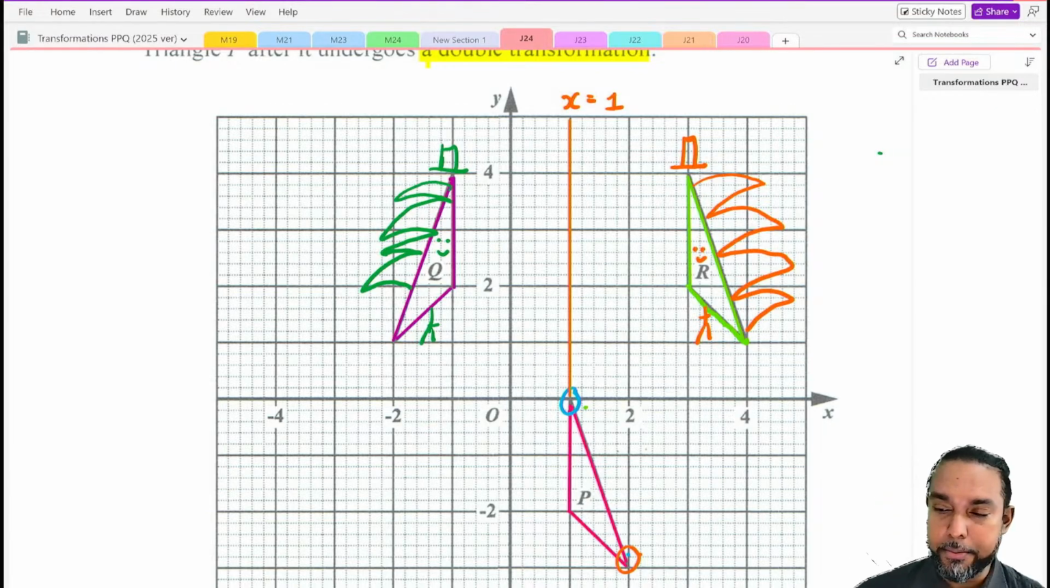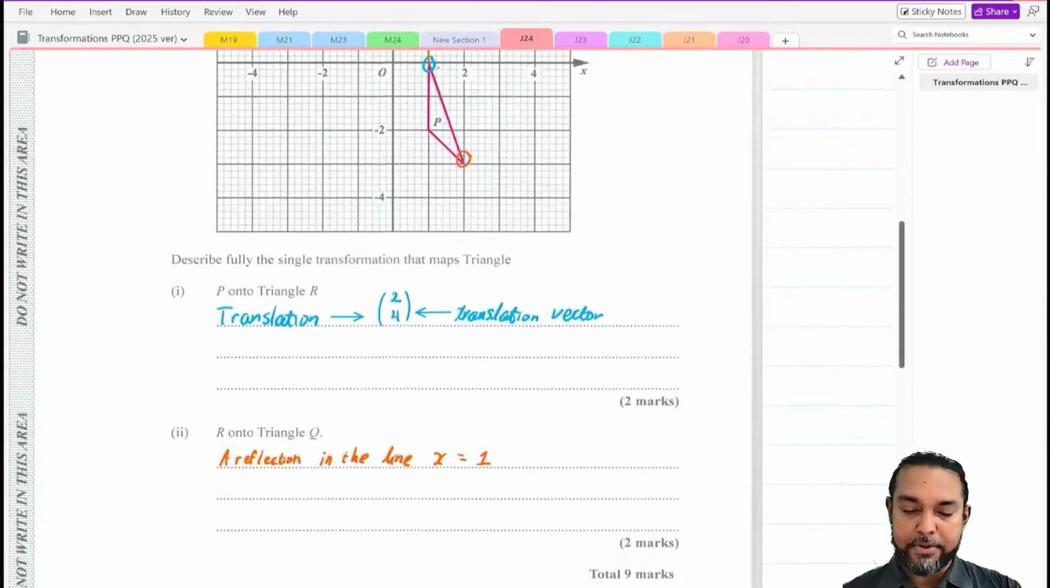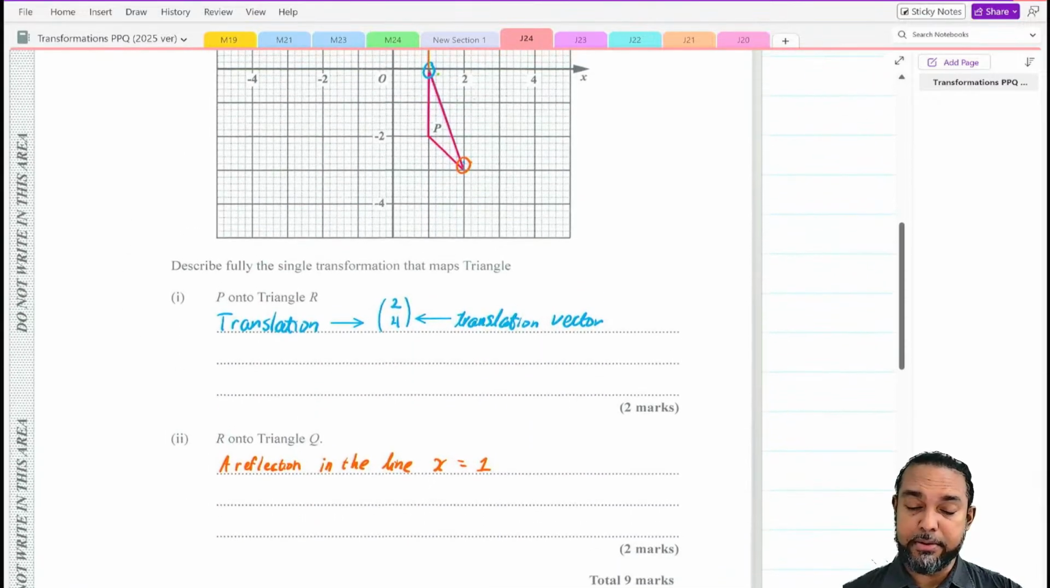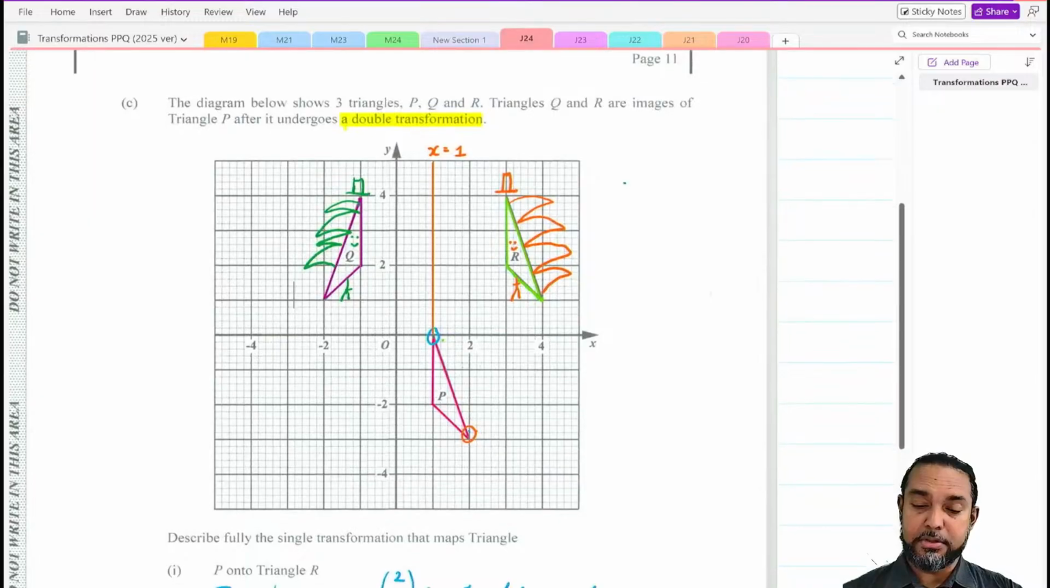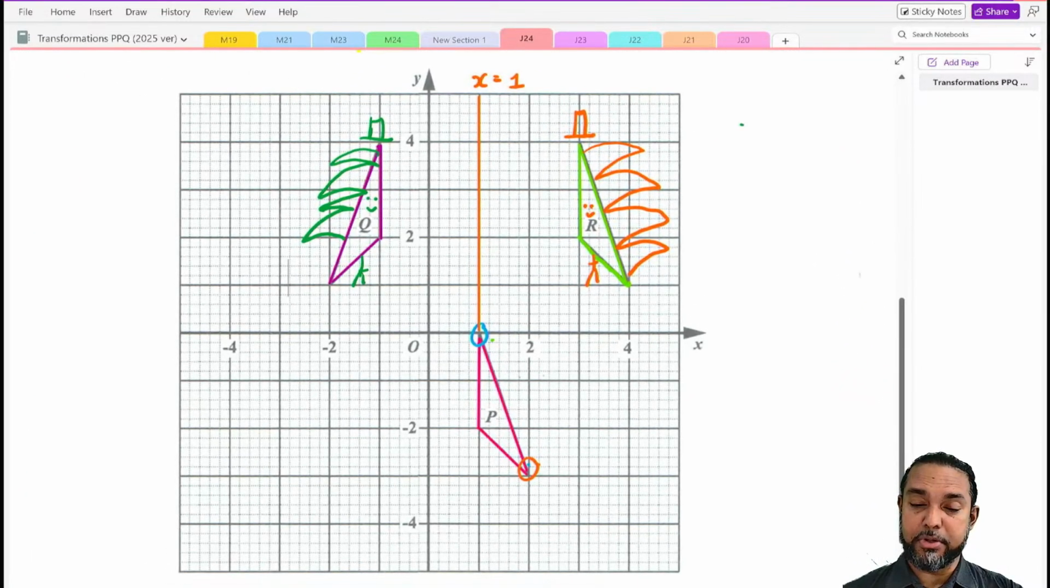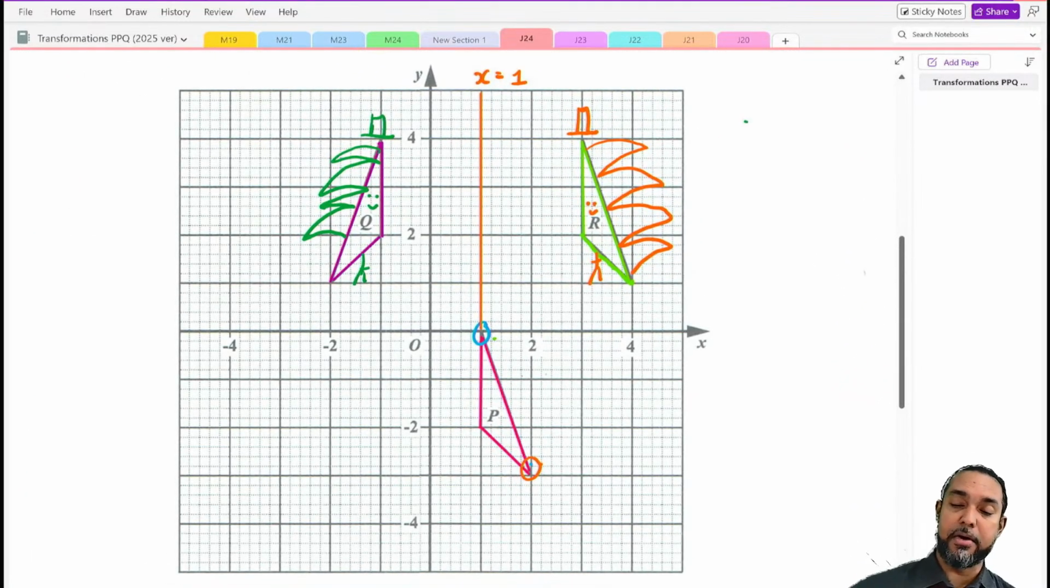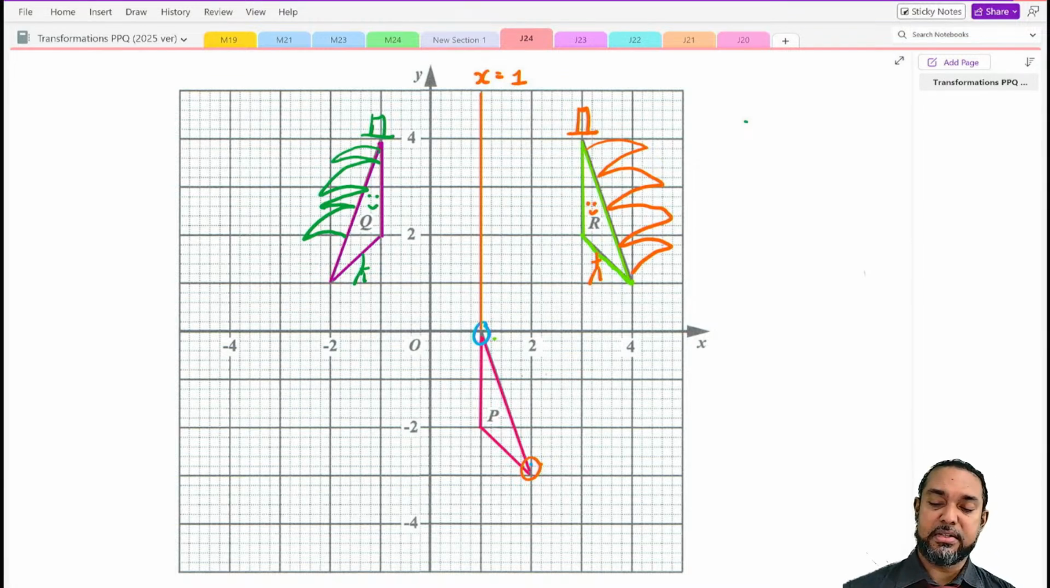I'll get some water. All right, but before we wrap up this, so again, it was just 4 marks. What was P to R? What type of transformation was it? Was it the vector? And then from R to Q, what was it? I don't know that there is a single transformation that can map P onto Q. Again, it wouldn't be a rotation.